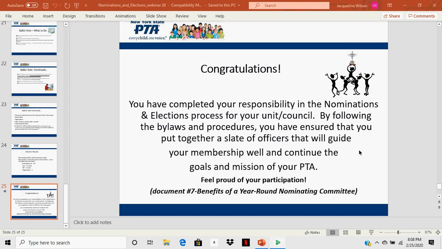But again, if you're not nominated, you are still eligible to run from the floor or give your 2-day notice if your bylaws say that. So we're still not taking away your right to be available to, apply, or I shouldn't say apply, but potentially run for that position. Okay.